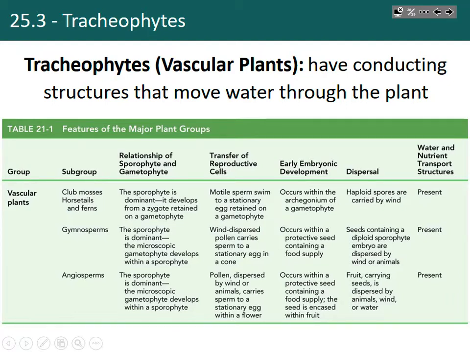There's kind of a line here in the vascular plants. Club mosses, horsetails, and ferns still have motile sperm, so they have to have moisture so the sperm can swim to an egg, whereas the gymnosperms and the angiosperms no longer require a swimming sperm. They instead produce pollen grains, which are carried on the body of pollinators or on the wind. Embryonic development occurs in the club mosses, horsetails, and ferns in a gametophyte, and in the gymnosperms and angiosperms in a seed. And here we have haploid spores for dispersal versus seeds and fruit down here. So there's a pretty big line here, but I put the whole table in with this one group so you can use it for comparison.